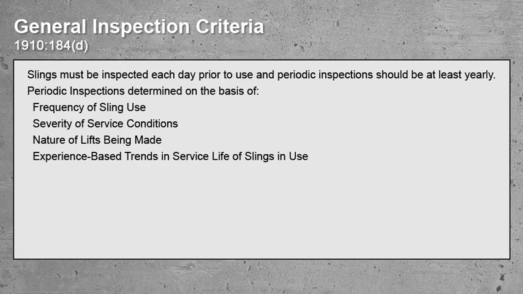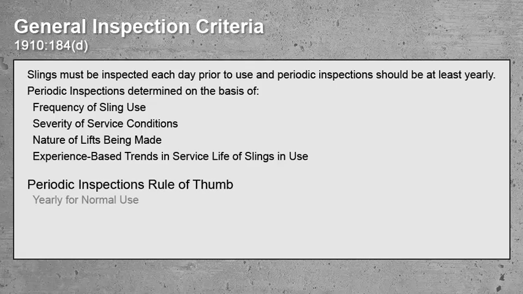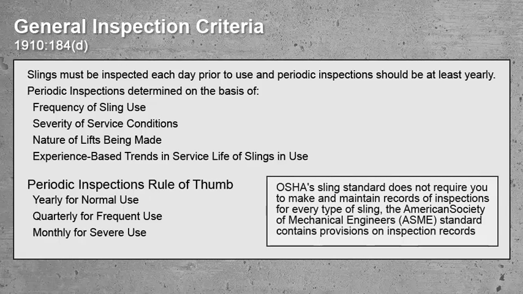on that experience. A general rule of thumb is yearly inspection for slings that are in normal use, quarterly for slings in frequent use, and monthly for slings that are in severe use. It is also important to note that although OSHA standards do not require a written record of inspections for every type of sling, the American Society of Mechanical Engineers standards does contain provisions on inspection records.